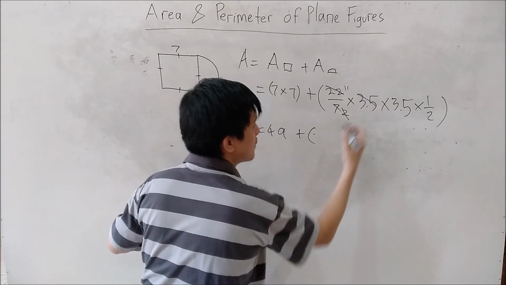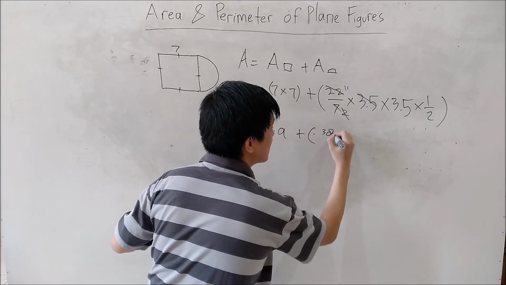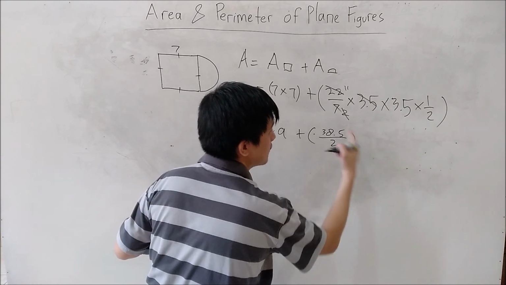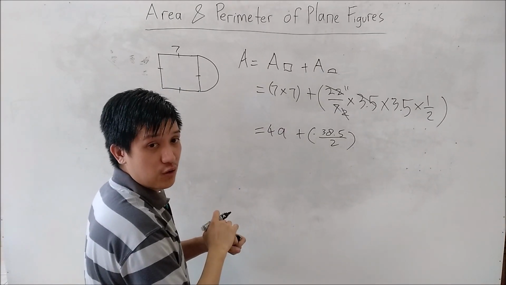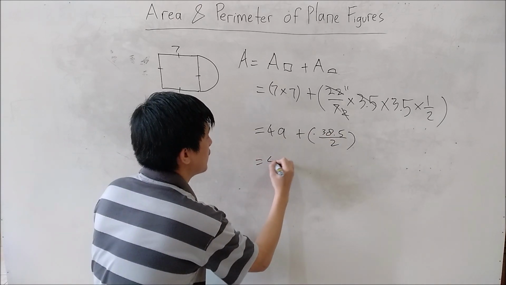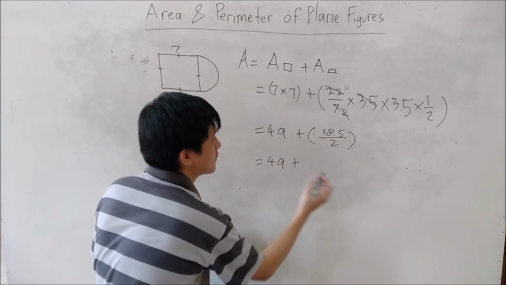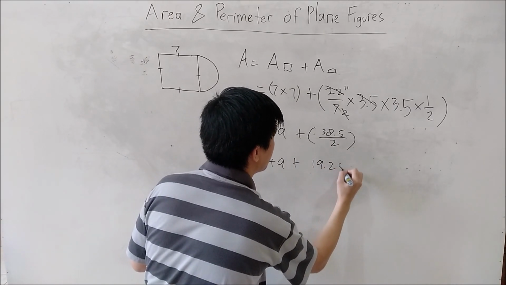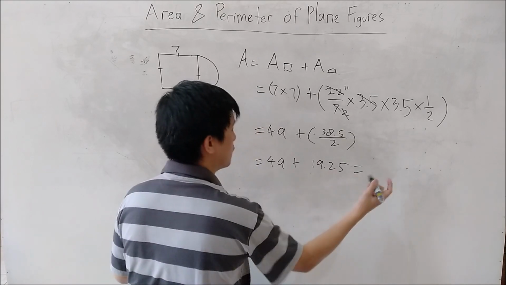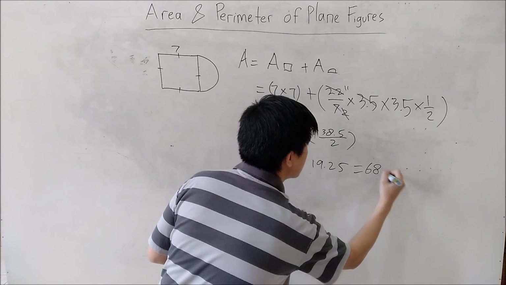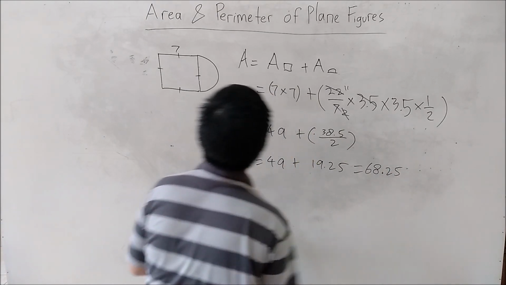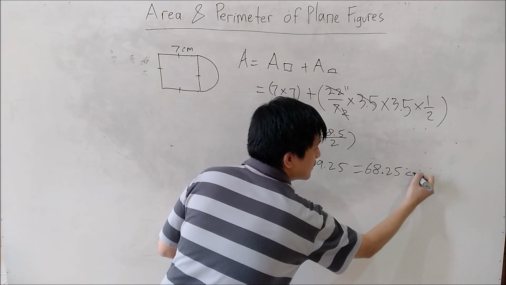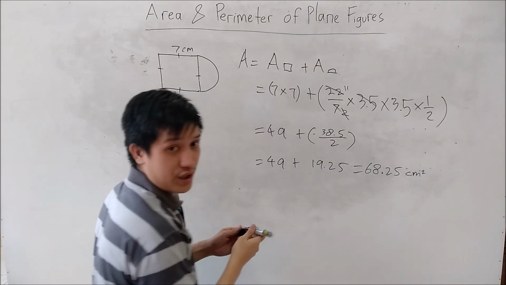11 times 3.5 means 38.5 divided by 2, right? So you just have to finish this. You will get 49 plus 19.25, and then you add it up, it becomes 68.25. I'm sorry, I forgot to write centimeter, the area will be centimeter square.